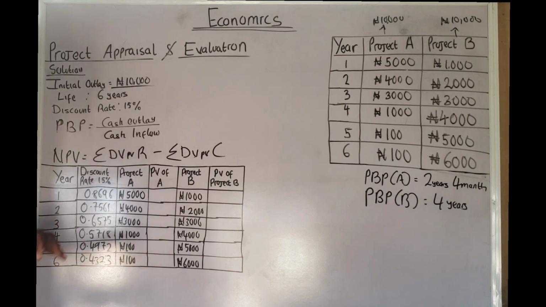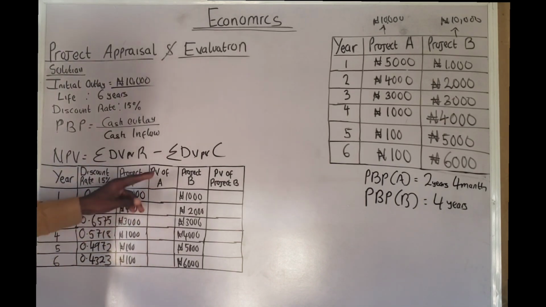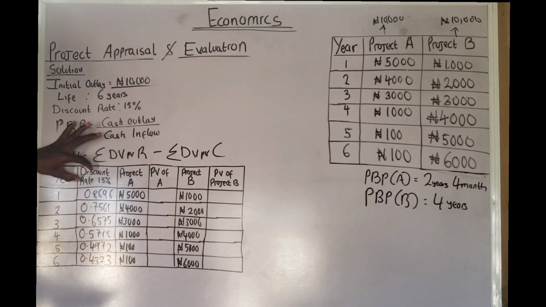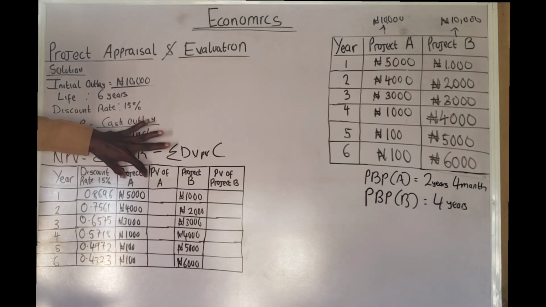You understand what I'm saying? So now, please pay attention, the PV, which is the present value of project A, will be the product of the discount rate of each year and the income stream of each year.